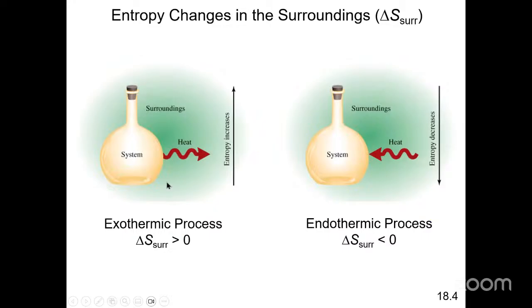Okay, so if you have an exothermic process occurring in a system right here, which means that it's generating heat, and if the heat can pass through the walls of the container, then the heat will be transferred to the surroundings. The result of that is that the entropy of the surroundings will increase, so delta S will be positive. And in the case of an endothermic process, the opposite is true. The entropy of the surroundings will decrease, all right?